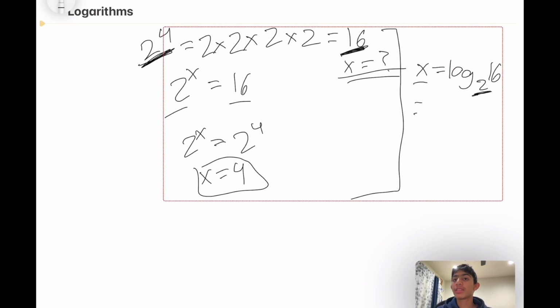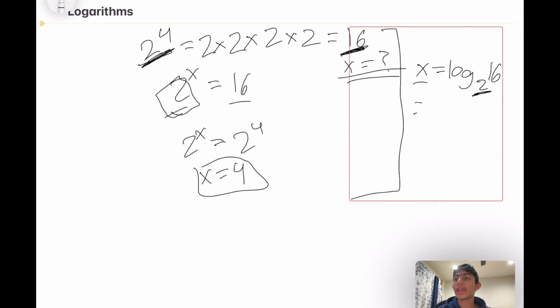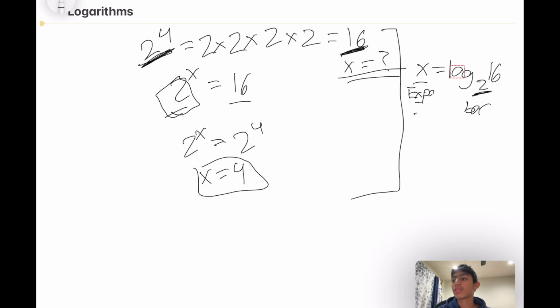2 is the base, as in the exponent form. x is the exponent, and 16 is the final result, also known as the argument.